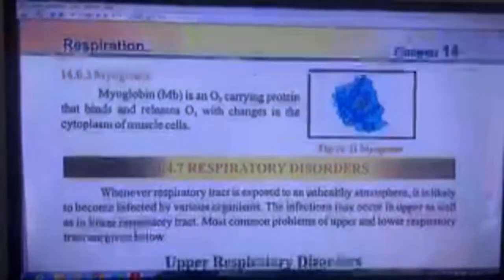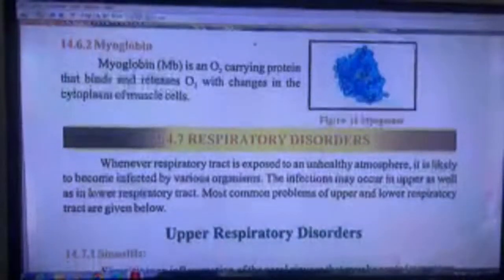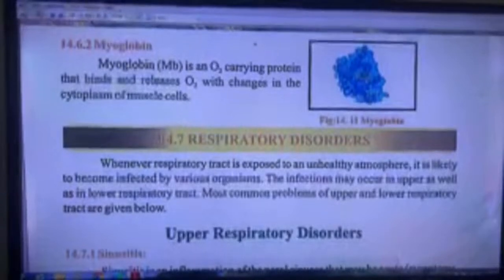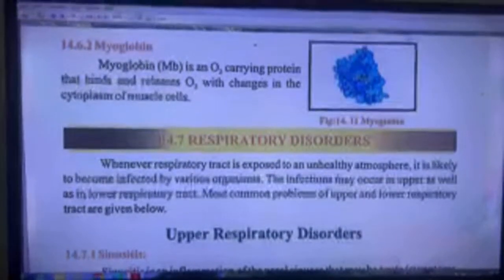Myoglobin. Myoglobin is an O2 carrying protein that binds and releases O2 with changes in the cytoplasm of muscle cells.